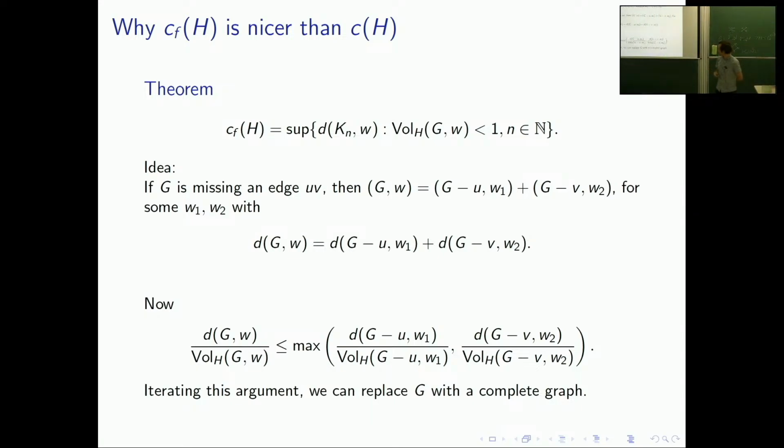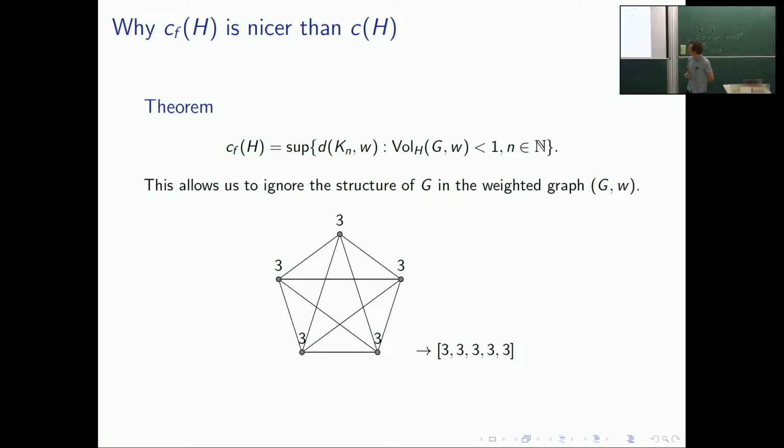I should finish about now, so I won't actually go through this proof, but it's not actually very difficult. The point of replacing weighted graphs with weighted cliques is that now we don't actually care about the structure of the graph G when we consider the weighted graph GW. So instead of considering this weighted clique drawn here, we can just consider some vector of weights, because we know the graph structure is always going to be a clique for every graph we care about.